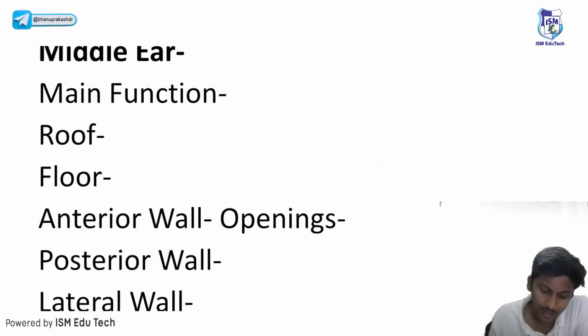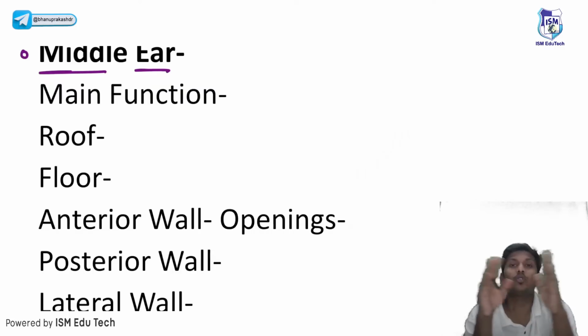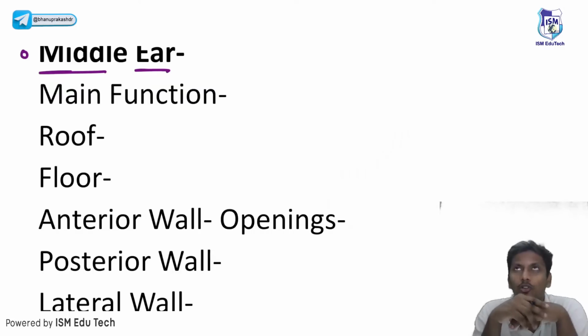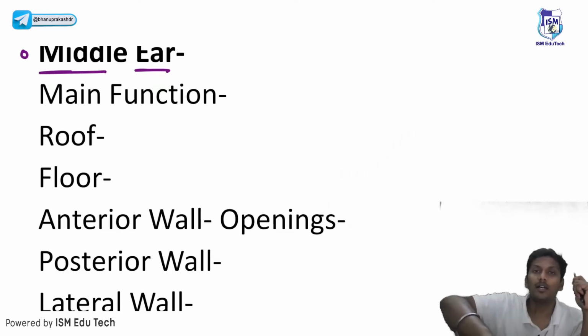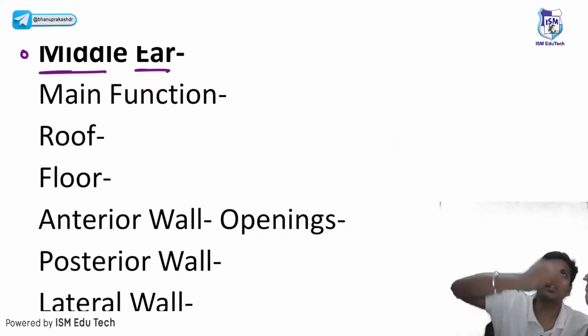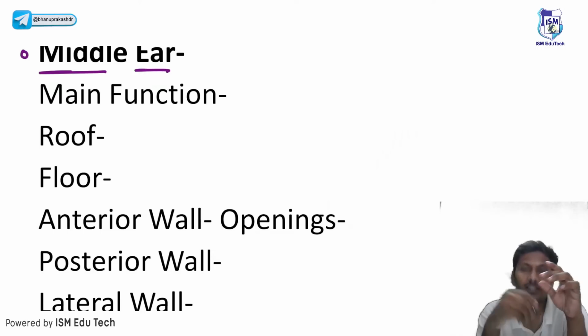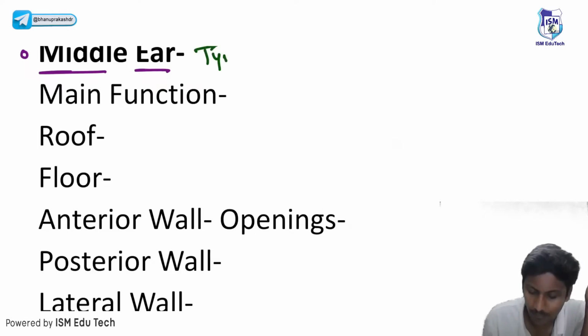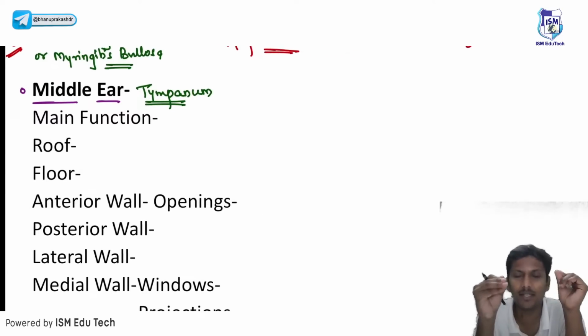Now talking about the middle ear. As I've already told you, the middle ear is a closed cavity. It is just like a closed room or a closed cabin, which has 6 walls. It has a roof, a floor, an anterior wall, a posterior wall, a medial wall, and a lateral wall. That is the middle ear. The middle ear is also known as the tympanum, and the middle ear cavity is also called the tympanic cavity. It is formed within the temporal bone. So the middle ear is present inside the temporal bone.